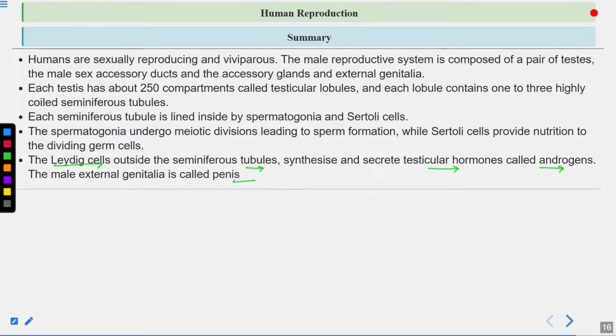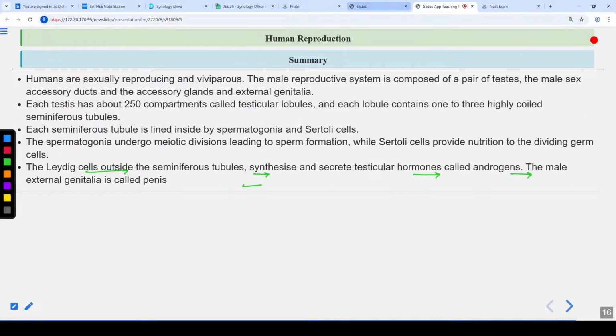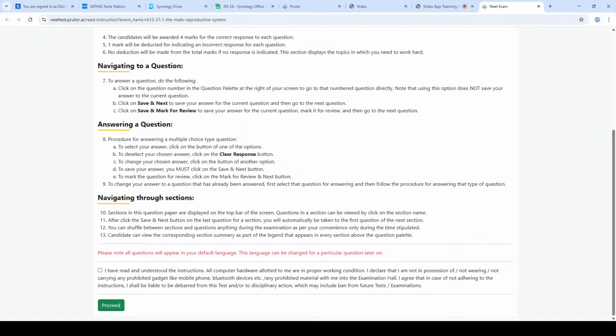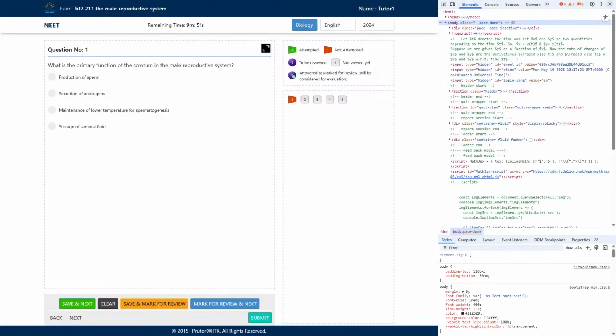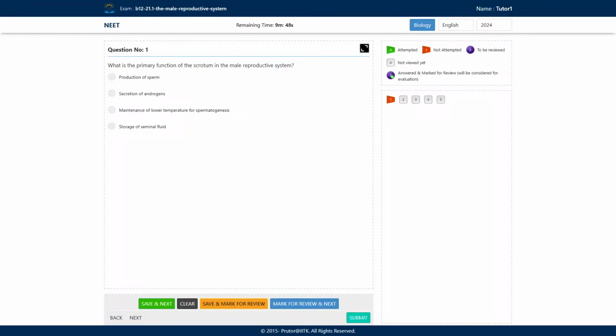Clear? So now we have discussed the male reproductive system. And now we are going to discuss the DPP related to this topic. So let's begin with the DPP now. So what is the first question here?